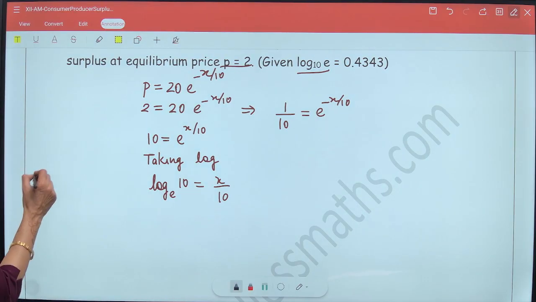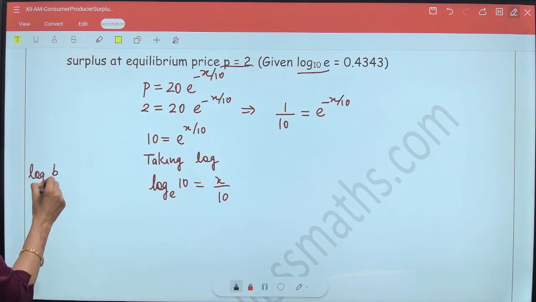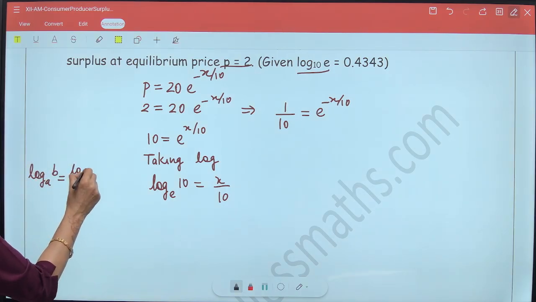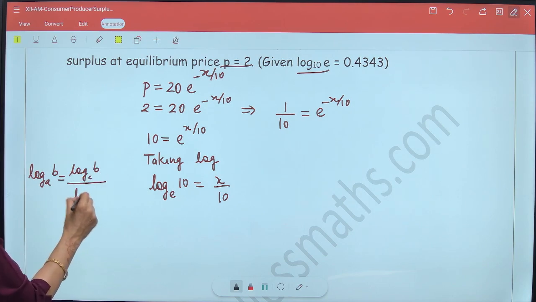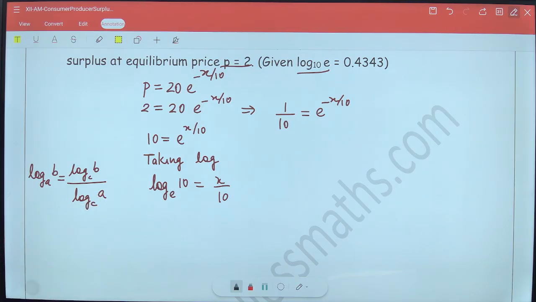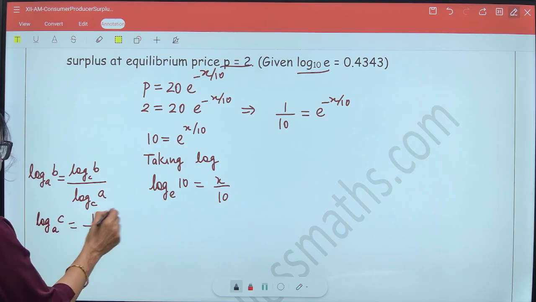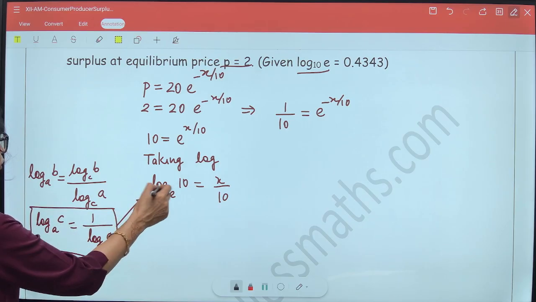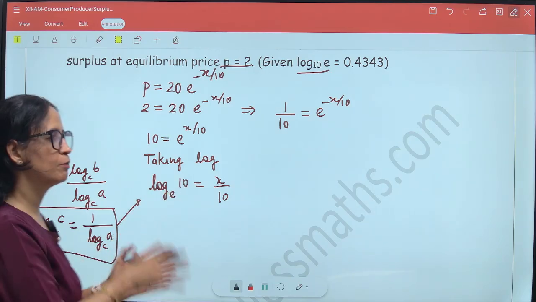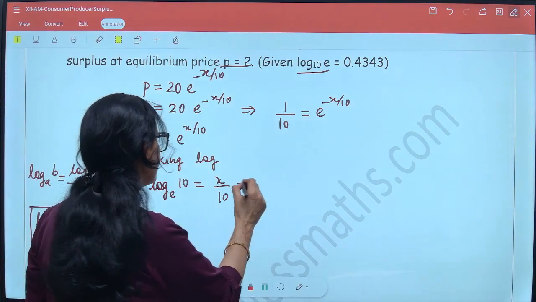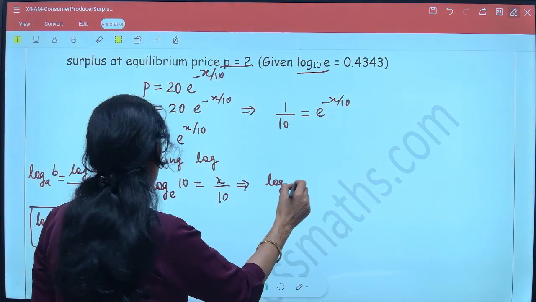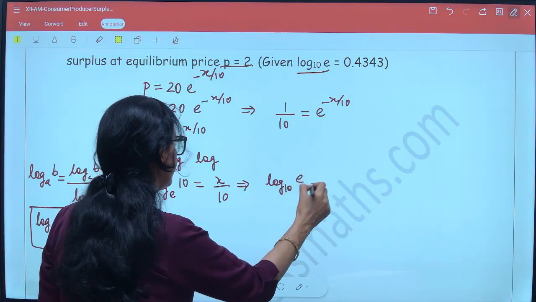For example, you have log of b to the base a. This is written as log of b to the base c divided by log of a to the base c. Now if b and c are equal, this becomes log of c to the base a equals 1 upon log of a to the base c. So this is what we are going to use here. That means log of 10 to the base e can be written as 1 upon log of e to the base 10. So this becomes log of e to the base 10 equals x upon 10.